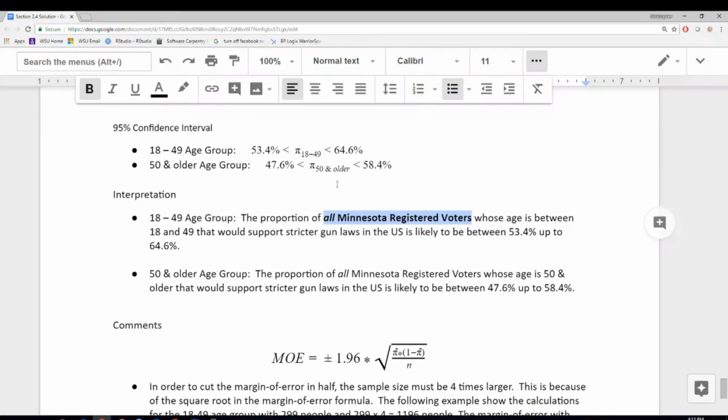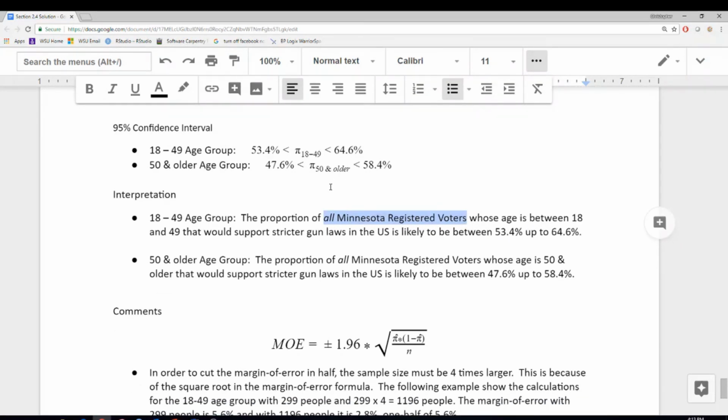Okay, so we're talking about all Minnesota registered voters. But here, if I'm talking about age group 18 to 49, it would be all Minnesota registered voters whose age group is between 18 and 49. Okay, so that's part of my scope of inference for this particular group here. And again, we're talking about those that would support stricter gun laws. So let's go ahead and interpret that entire quantity.